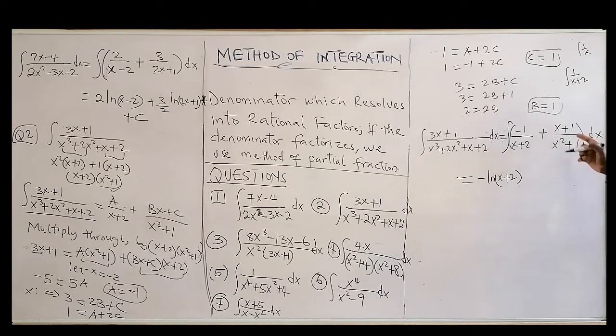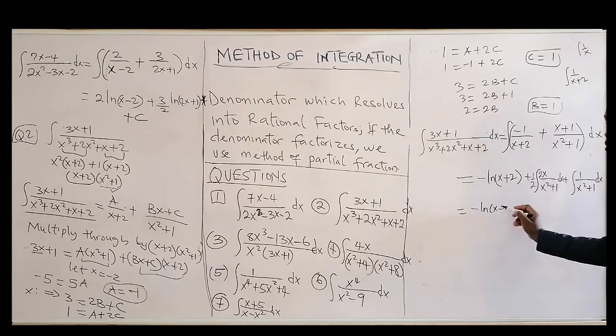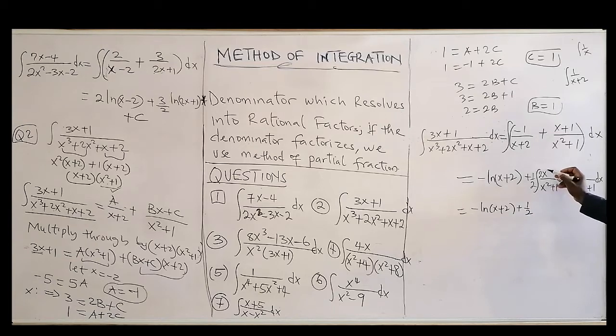So this one, we're going to split into 2, which will be equal to the integral of x over x squared plus 1, plus the integral of 1 over x squared plus 1 dx. So that's what we're going to do there. The derivative of this one is 2x. This is x. We can introduce 2 here and cancel the 2 outside. Then the final answer will be equal to minus ln of x plus 2, then plus half. The numerator is equal to the derivative of the denominator, and that will be ln of x squared plus 1.